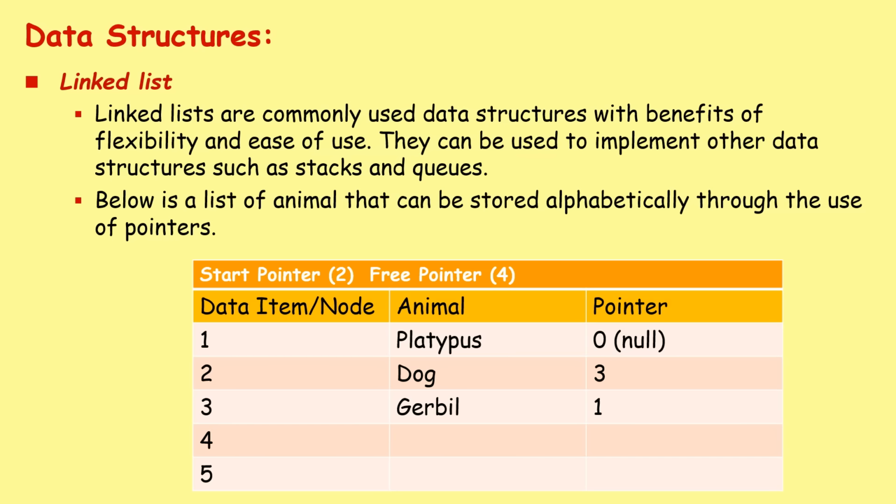So if you have a look here, we can see we're storing it platypus, dog, gerbil, so it's not alphabetical, but if you follow the pointers, then we do get this alphabetical order because the start pointer is pointing at 2, which is dog, and then we go to gerbil and then to platypus, so the order is still alphabetical.